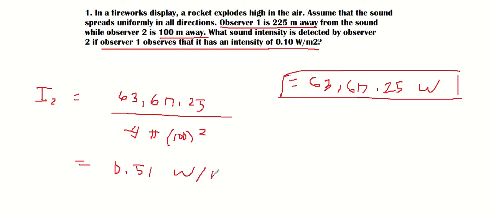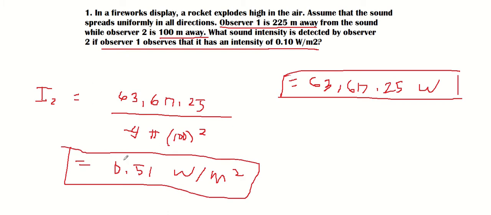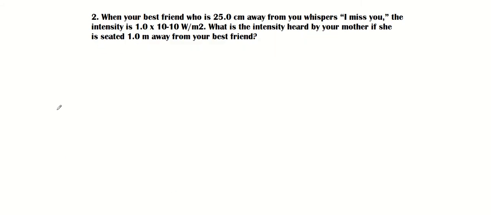Watts per square meter. Nakuha na natin yung sagot sa unang worded problem natin. So ngayon, pwede tayo mag-proceed sa pangalawa. Number 2. When your best friend who is 25 cm away from you whispers, "I miss you," the intensity is 1 times 10 raised to negative 10 watts per square meter. So the question is, what is the intensity heard by your mother if she is seated 1 meter away from your best friend? So ngayon, dalawa ulit yung given.